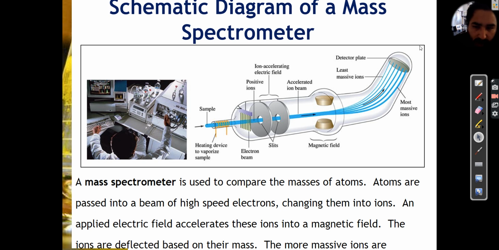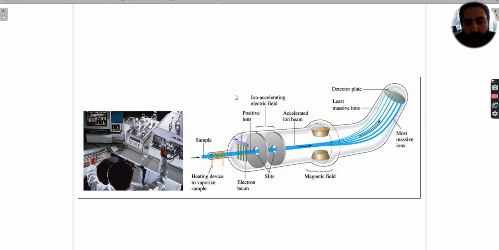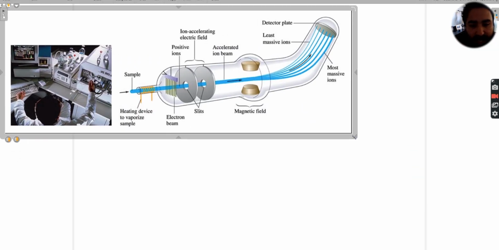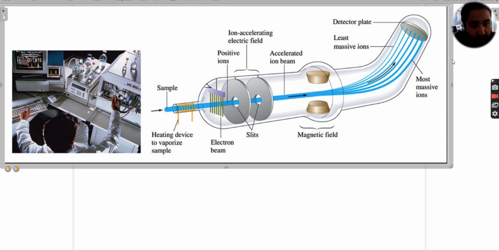But let's talk about what a mass spectrometer does, right? A mass spectrometer is a separation technique. It's like chromatography. It's separating things based off of their size. Well, if you think of atoms, right? Atoms are different from each other. Some are bigger, some are smaller, some are more massive, some are less massive. So, how do you separate them?